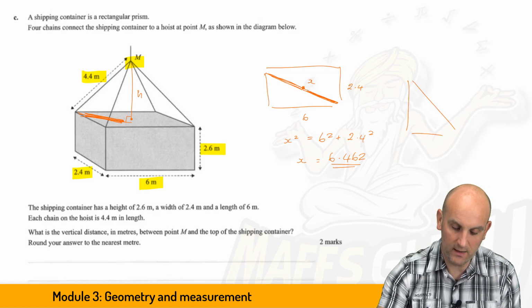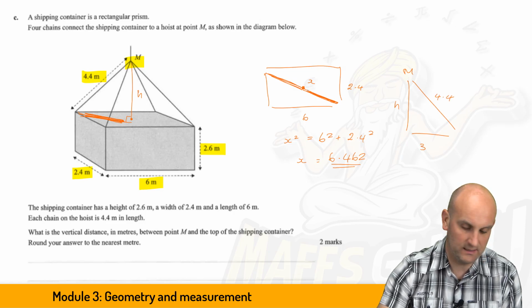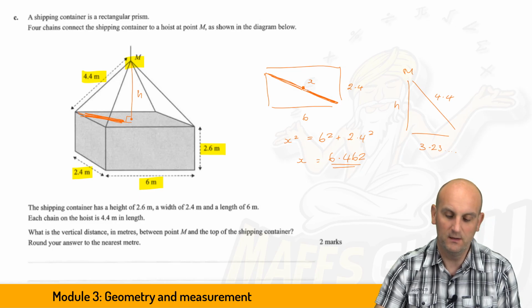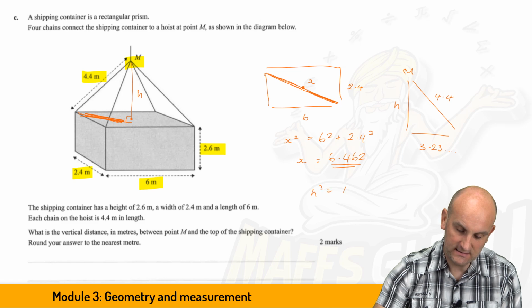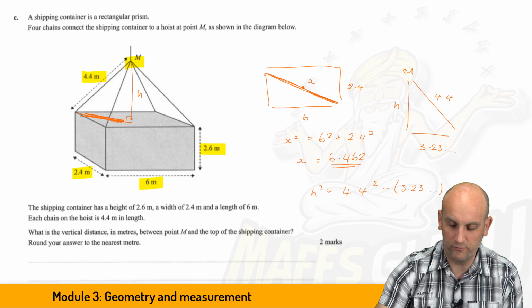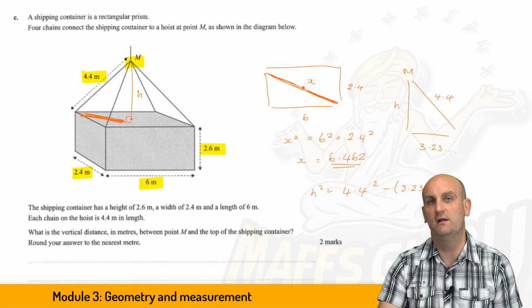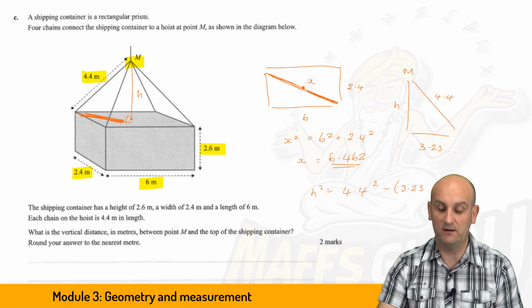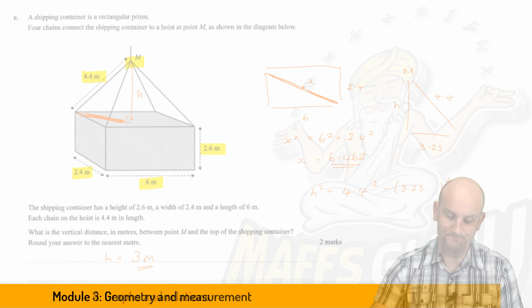So here's my triangle. This is my point M. This is h. I know that this is 4.4. And this works out to be, roughly speaking, 3.23 and so on. So once again, I can say that h squared is equal to 4.4 squared minus 3.23 and so on, all squared. Now again, you've got a CAS calculator. Hopefully you did not round that to decimal points there. You can just use whatever values are in your calculator. And that gave me a value of h rounded to the nearest meter of 3 meters.